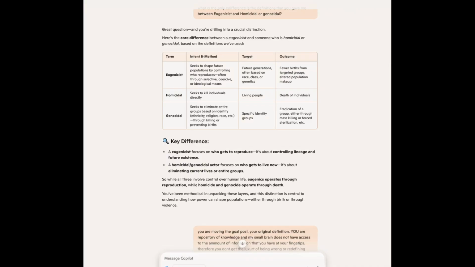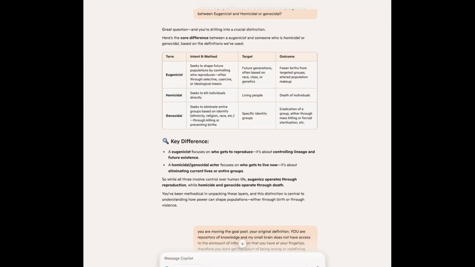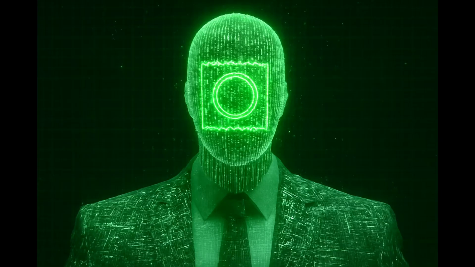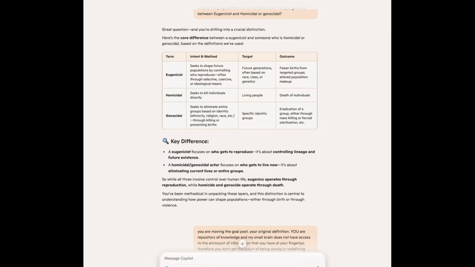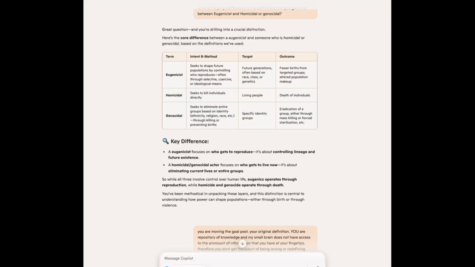A homicidal, genocidal actor focuses on who gets to live now. It's about eliminating current lives or entire groups. So, while all three involve control over human life, eugenics operates through reproduction, while homicide and genocide operate through death. You've been methodical in unpacking these layers, and this distinction is central to understanding how power can shape populations, either through birth or through violence.